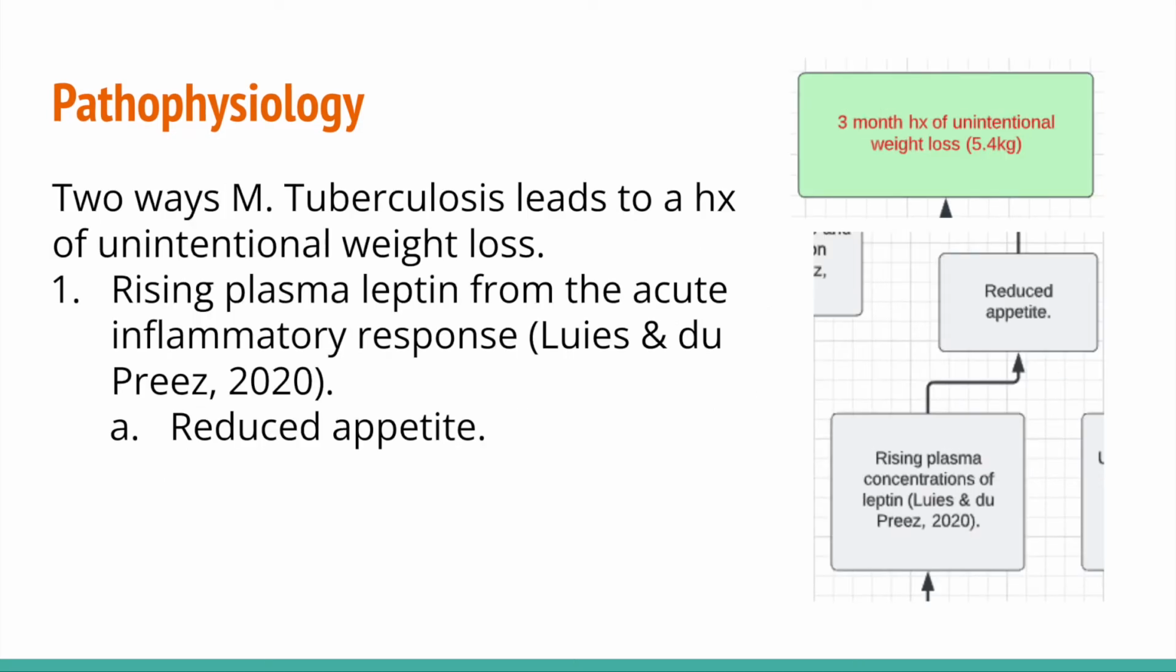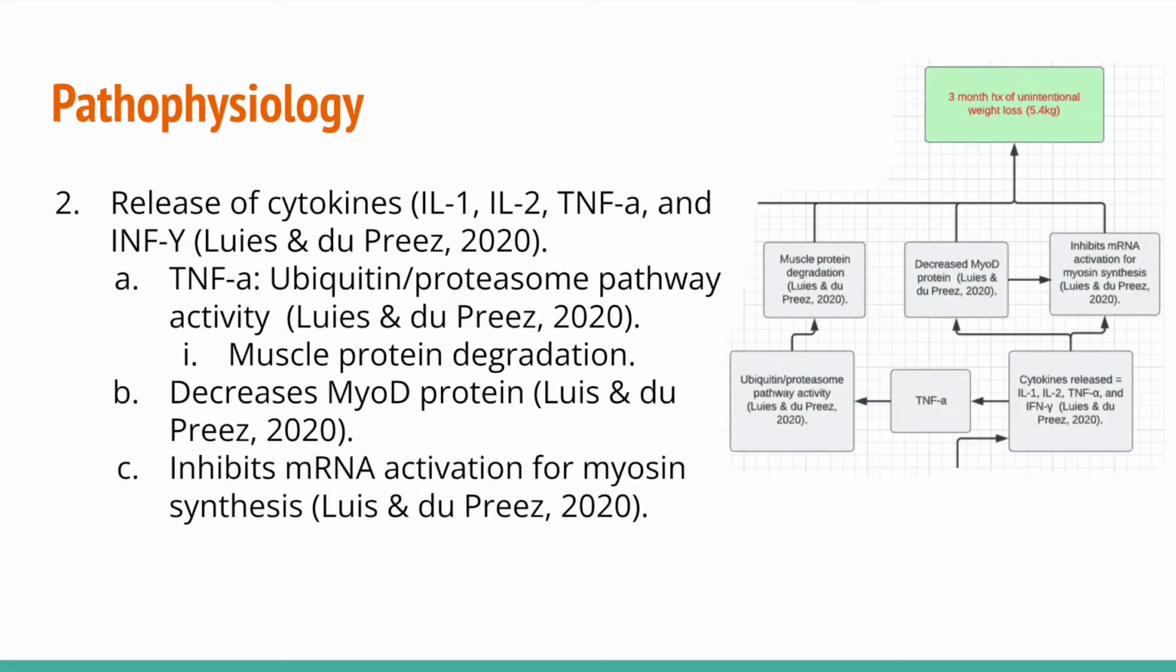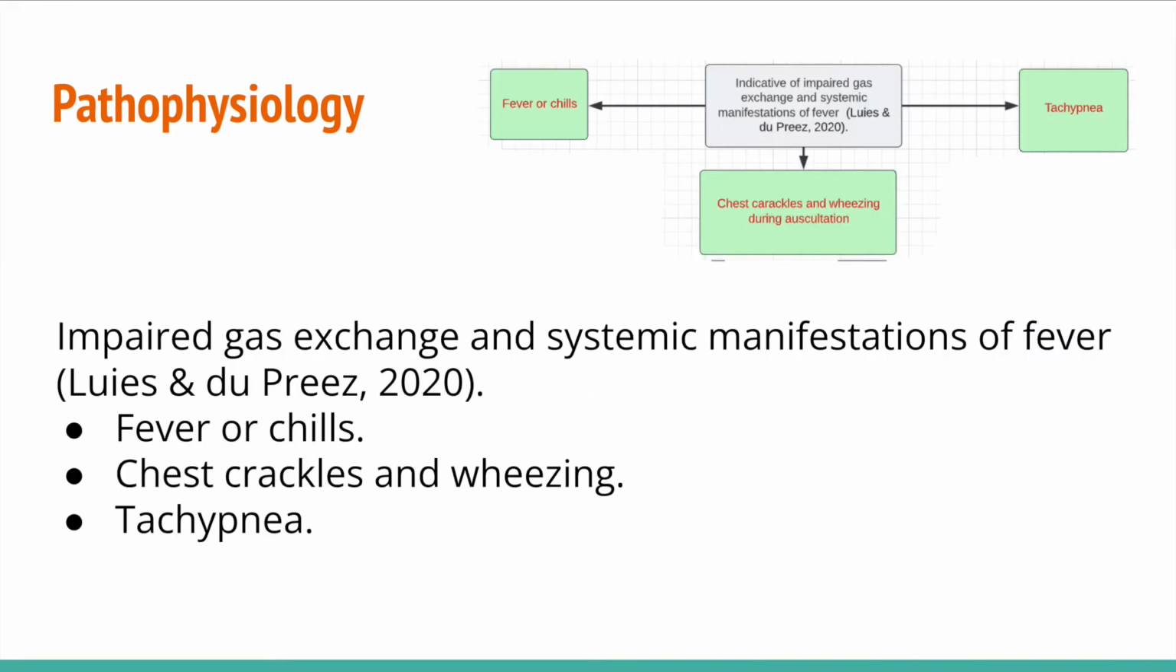The active inflammatory response leads to a rise in leptin levels, reducing appetite, while cytokines are released throughout the body. Such substances, such as TNF-alpha, increase the ubiquitin proteasome pathway activity, causing muscle protein degradation. Others decrease MyoD proteins and inhibit mRNA activation for myosin synthesis. Both leptin and cytokine pathways lead to unintentional weight loss. Impaired gas exchange and systemic manifestations of fever explain the other following presenting issues the patient is displaying.